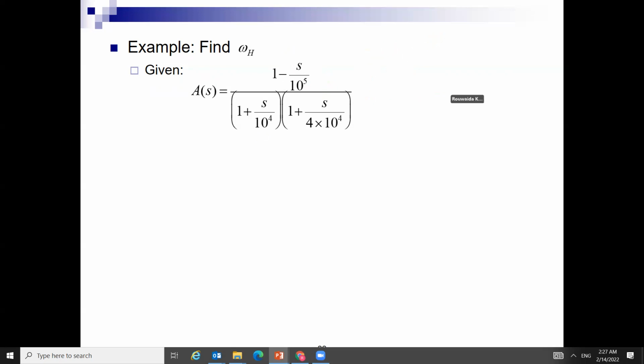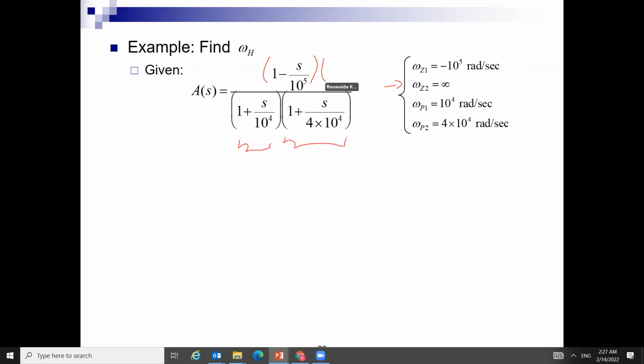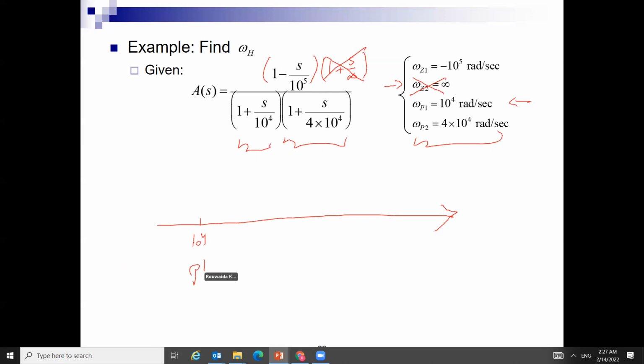Here, they are going to tell me that I have 2 poles, because I have 2 terms in the denominator. I really have 2 terms in the numerator, but this is 1 plus s over infinity, so we don't have to worry about this. What we really care for is to sort these poles and zeros in absolute value. If I put a scale, the smallest is 10 to the 4, P1, then the second smallest is 4 times 10 to the 4, pole 2, and then the third smallest in absolute value is 10 to the 5, which is the first zero.